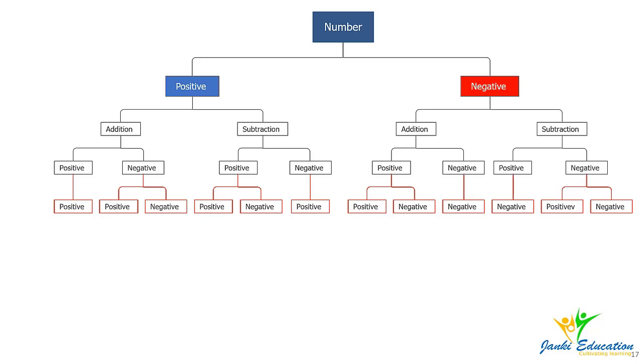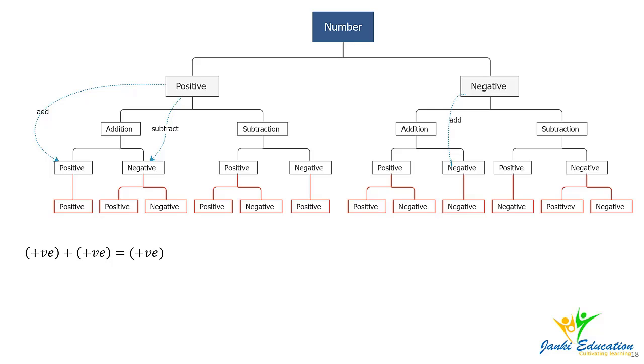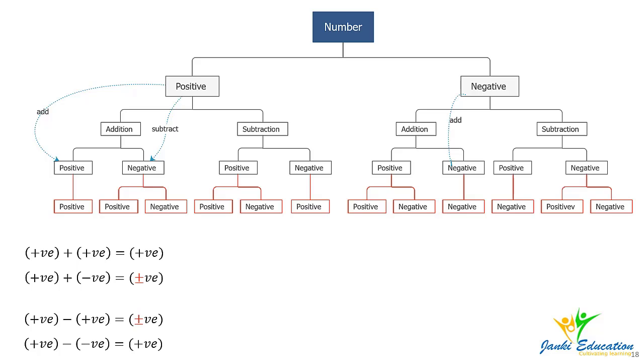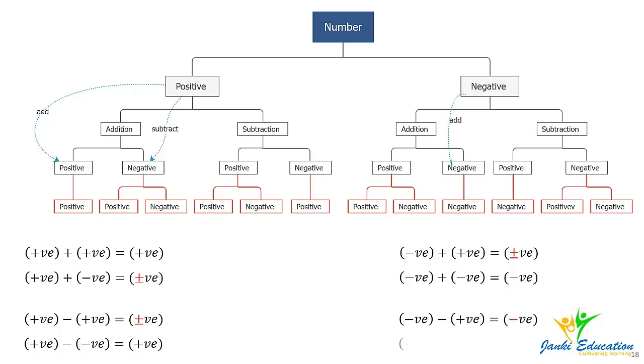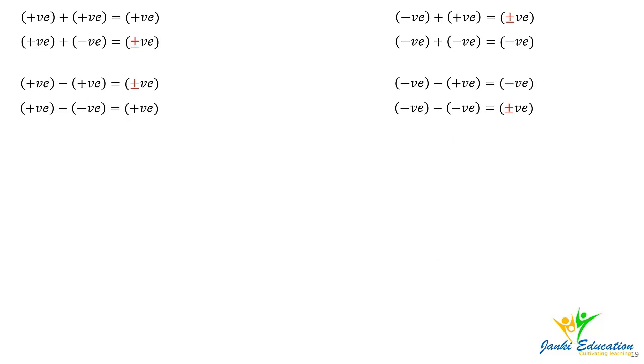If I put this in a symbolic way, in a shortcut way, I will write something like: positive plus positive is equal to positive, positive plus negative is equal to positive or negative, and so on. All these formulas you could learn by heart. But there are two ways: either you can mug it up or you can understand the concept behind it, which is very easy and very helpful to you. So these are the things you need to remember.